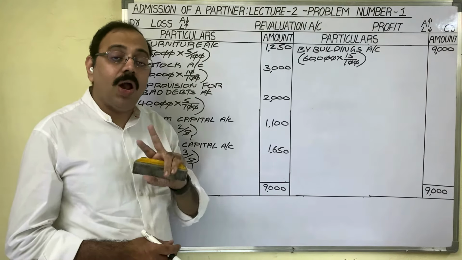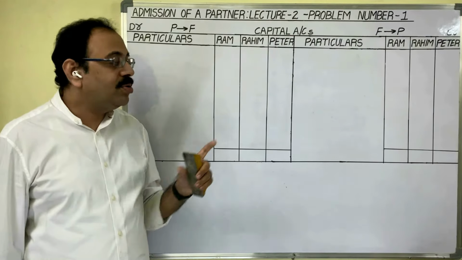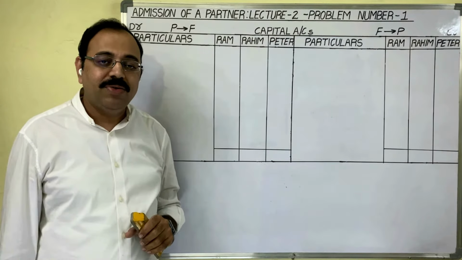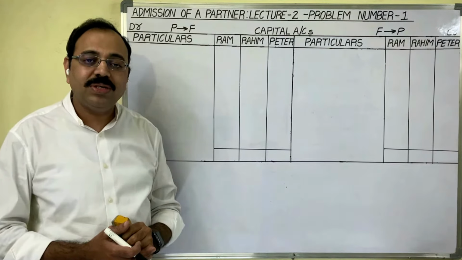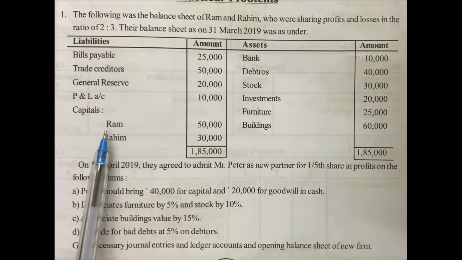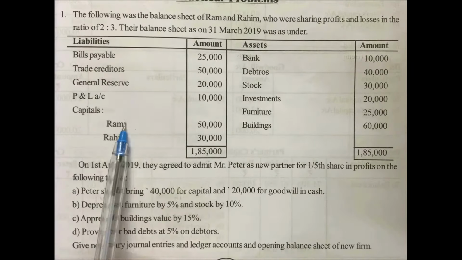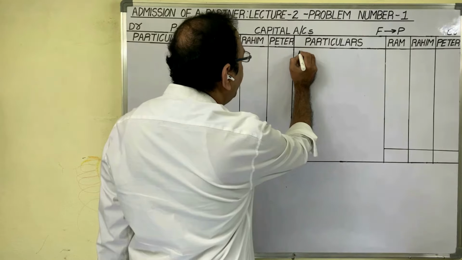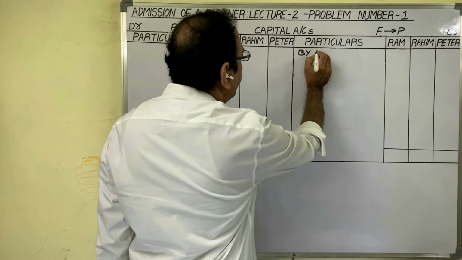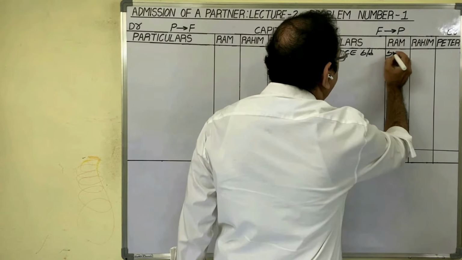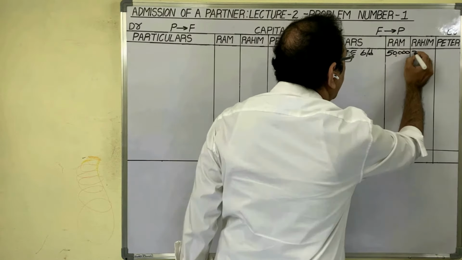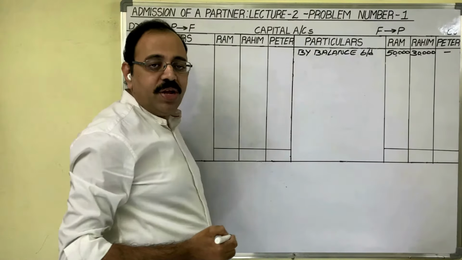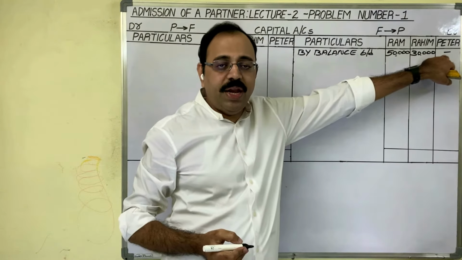Next, we have to prepare all partners' capital accounts. Capital accounts of three partners. We have to start these capital accounts with opening balance. From where will you get this opening balance amount? In old balance sheet, under liability side, he has given Ram and Rahim capitals. These two amounts are known as opening balances. These amounts we have to take here. Opening balances, credit side we have to show. By balance brought down, Ram capital 50,000 rupees, Rahim capital 30,000 rupees. In old balance sheet, Peter capital is not given. Therefore, in Peter's column, don't write any amount.